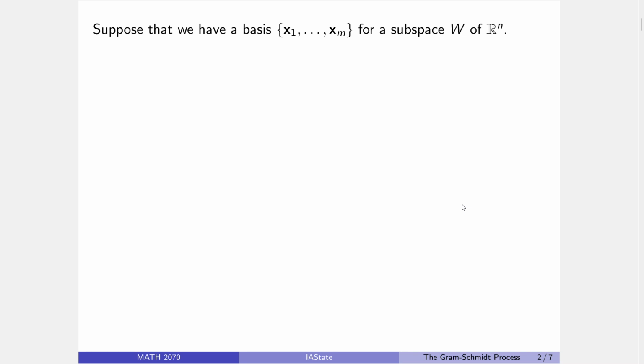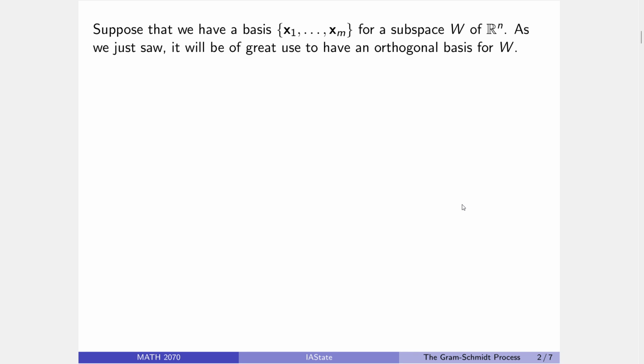suppose we got a basis for a subspace. As we just saw in the previous video, it'd be great if that basis was orthogonal, because then we have a way of computing the orthogonal projection into W, which gets us the point in W closest to our original point. And as we mentioned, if I have a subspace that I'm really interested in being in, such as the column space, that would be great.